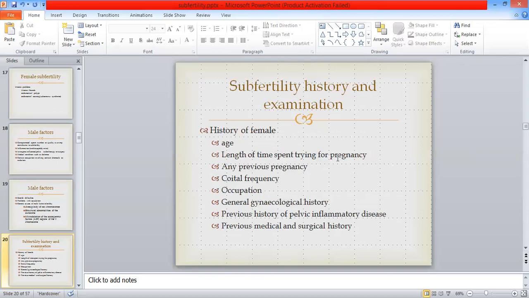The next thing we ask the female is any previous pregnancy. This is important to determine whether the couple is suffering from primary or secondary infertility. As I have already told you, primary infertility means the patient has not conceived previously, and secondary infertility means the patient has had a previous abortion, previous babies, or a previous ectopic pregnancy.